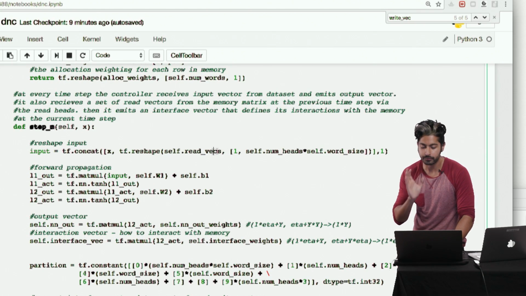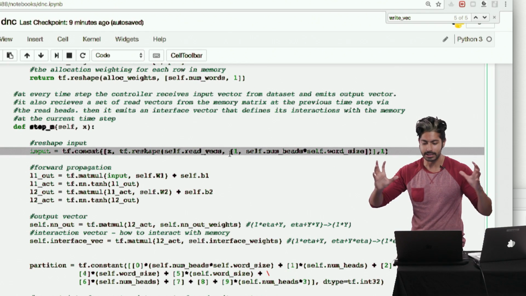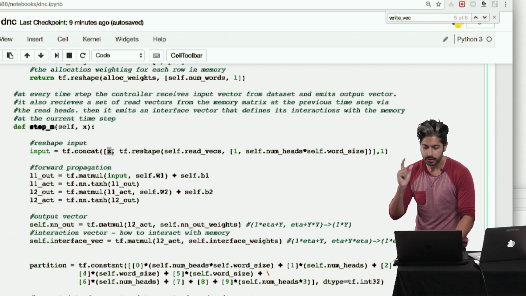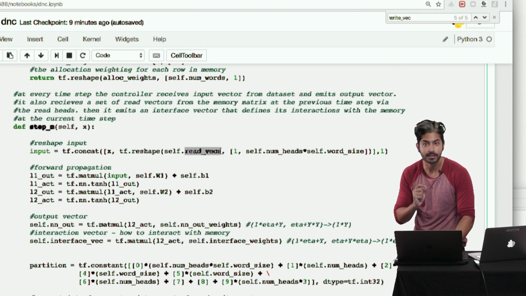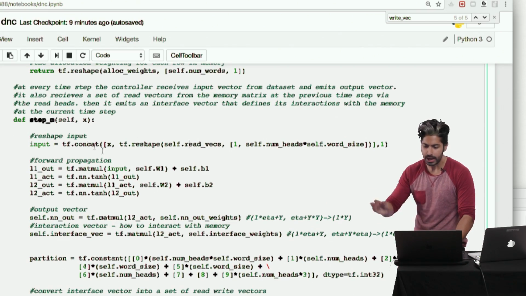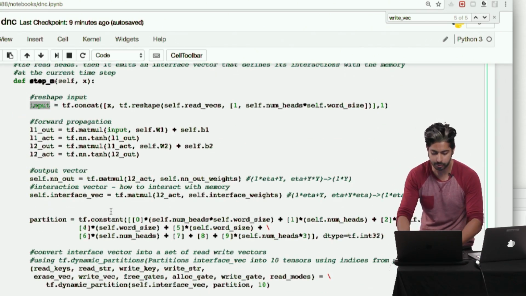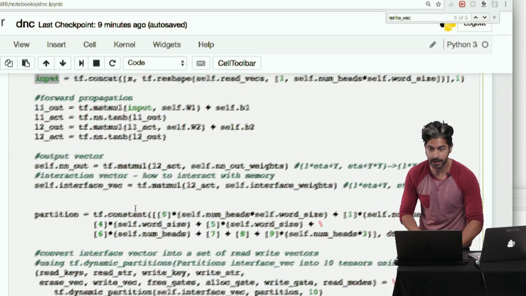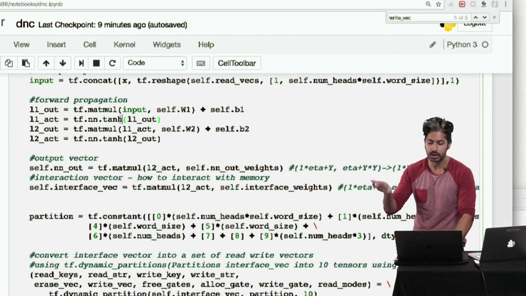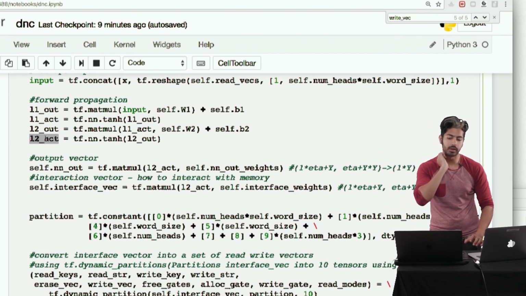So the first step is for us to reshape our input so that it's fit for the size of our network, right? So we've got our input data, and remember, we also have the read vectors, both of those things. We've got our input and the read vectors from the previous time step. And then we take that input and forward propagate through the network, and remember, it's a two-layer network, right? So we do a matrix multiplication by the weights and biases, tanh as our activation function, matrix multiplication, tanh, and this L2 activation is going to be our output, okay?